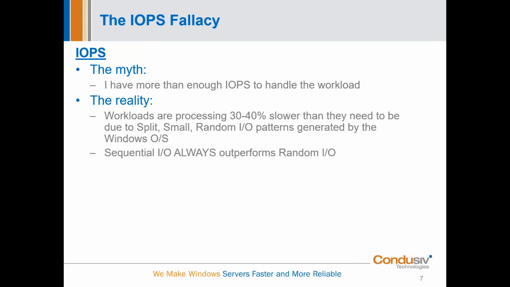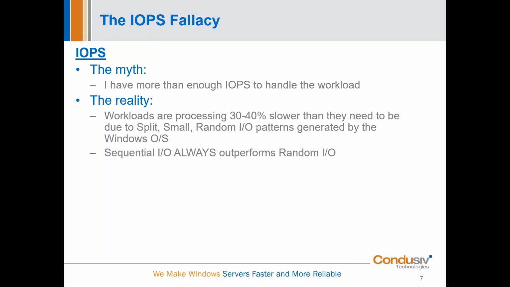Now, the reality is that workloads on any hardware platform, whether it's spinning disk, hybrid storage, hyperconverged, in the cloud, all flash, those workloads are processing 30 to 40% slower than they should be. And the reason is sourced at Windows. Remember I mentioned Windows is Windows. Windows is creating a pattern when it issues the data that the application is sending to it. Windows then issues that IO in a very unhealthy pattern. It's small, it's split, and it gets randomized. That's very difficult to process.